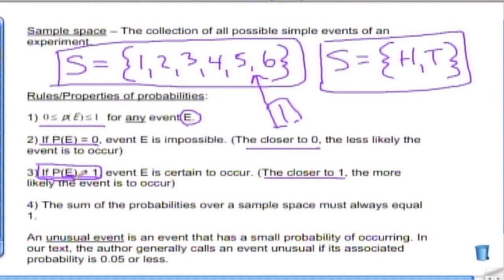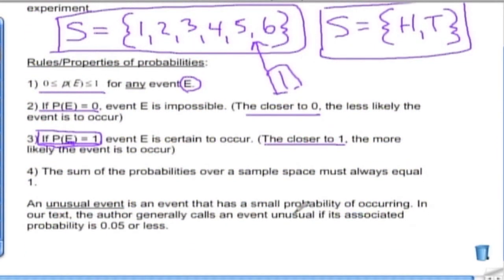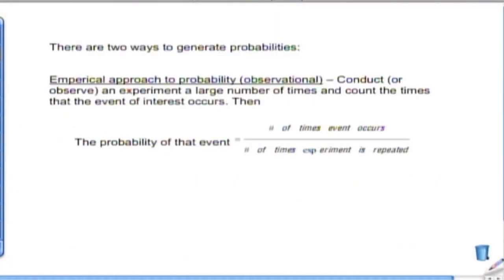Okay? In our book, the author looks at unusual events. He defines an unusual event as having a probability less than or equal to 5%. So when it's in that realm, he'll ask you in some of the homework questions, do you consider this to be an unusual event? And note that that's only his deal.